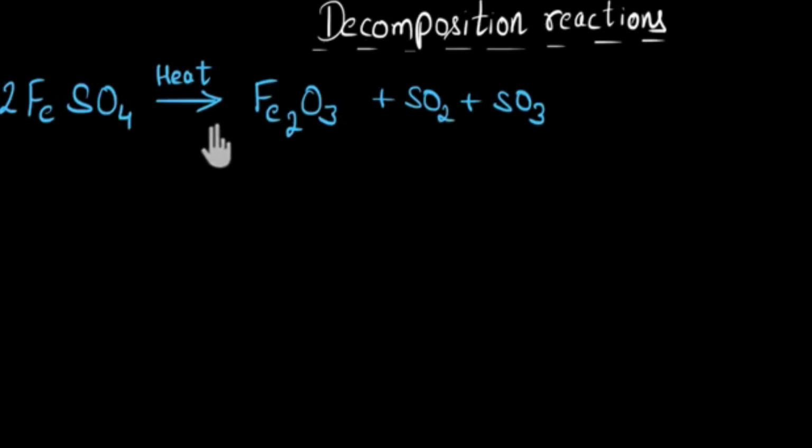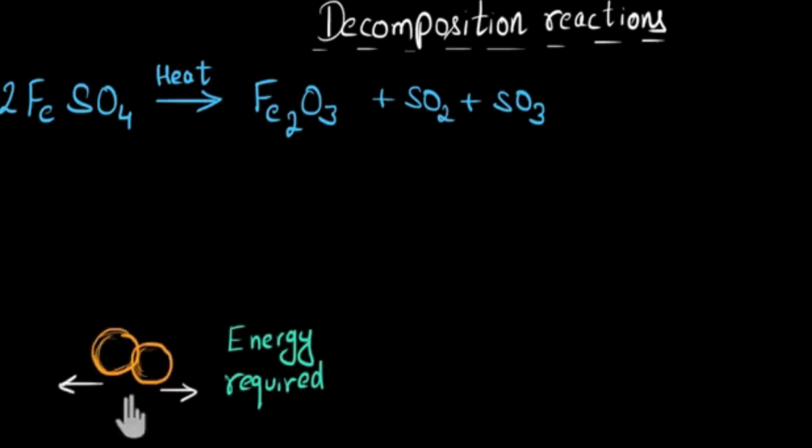And over here, heat energy was required. And generally, heat energy is required because whenever you are trying to pull away the atoms of a molecule, we need to provide some energy, because there is an attraction between these atoms. So that's why to pull them away, we need to provide some energy. And that's what is happening over here also.